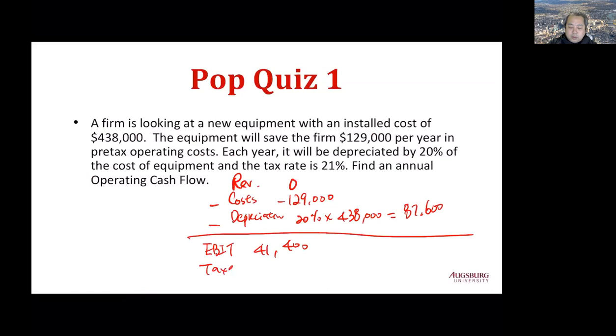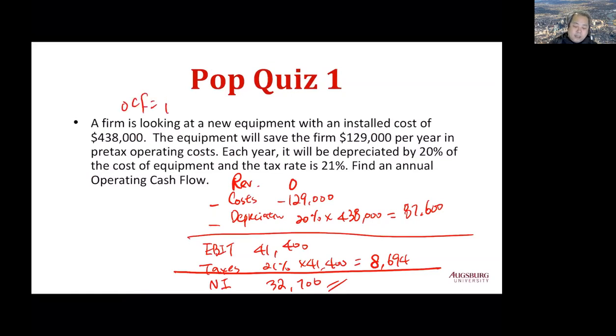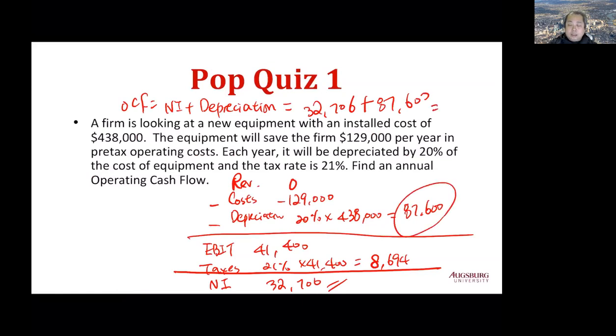Taxes are 21% of EBIT, which is 8,694. So net income is $32,706. That's net income. So operating cash flow is simply net income plus depreciation: 32,706 plus 87,600, which is the depreciation amount, then $120,306 each year.